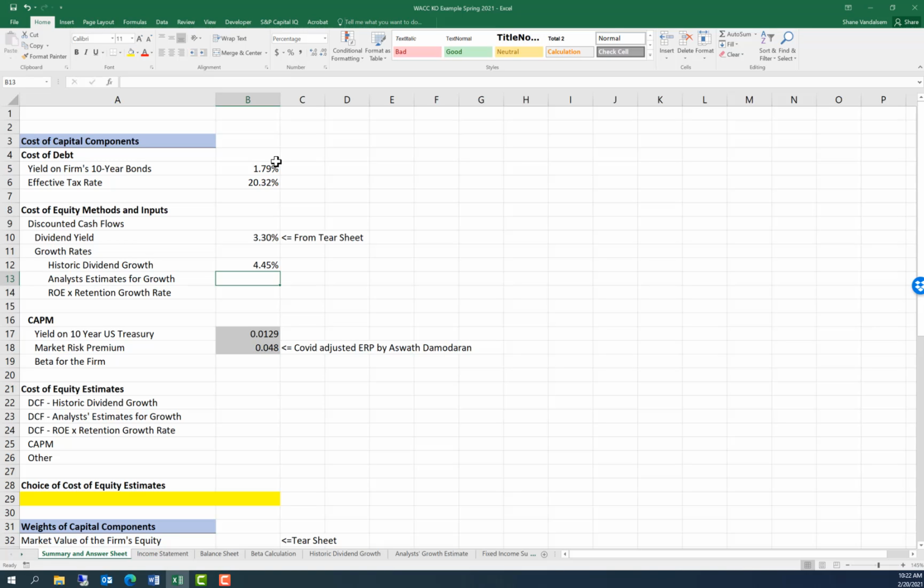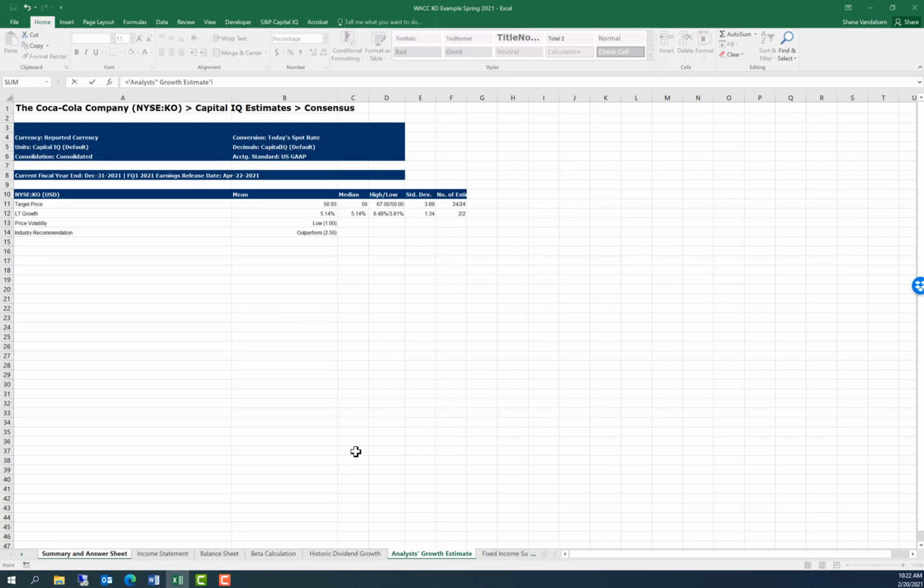The analyst estimates for growth, this is the easiest one. I'm going to go to the tab here that says Analyst Growth Estimate. And in Capital IQ, on the left-hand side, you'll see CIQ Estimates. This is the page that this comes from.